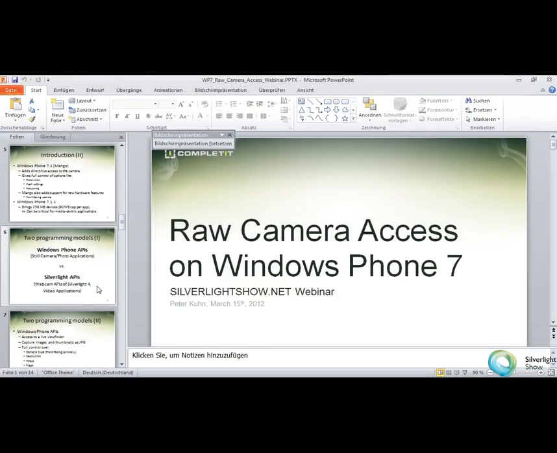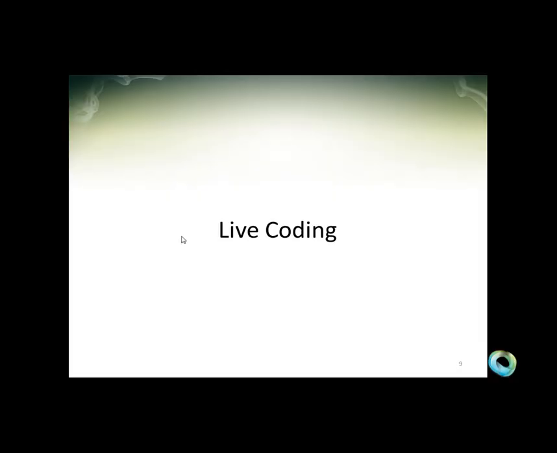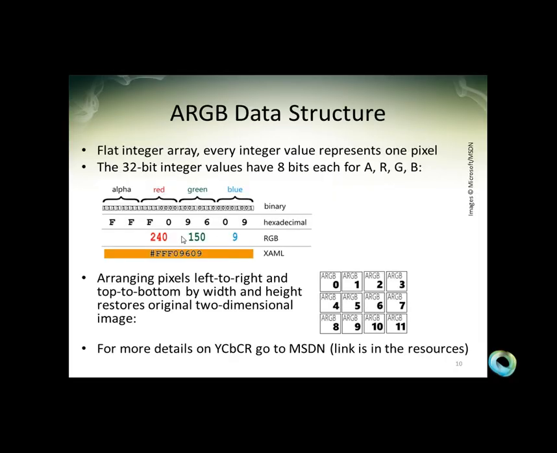Let me go down here. This is partly taken from the MSDN documentation. So let me explain what this integer array actually says. It's a flat integer array, and every value represents one pixel.